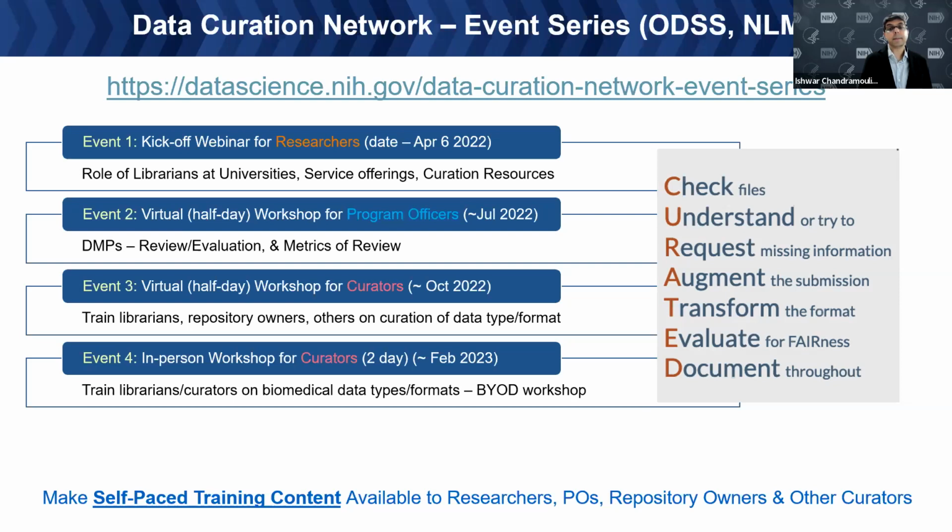There's a whole event series to educate all the different stakeholders, not just the researchers, but also the program officers, the repository owners, as well as the curators themselves, to teach and learn from each other using a model that the DCN had developed called CURATED, which stands for a simple process of checking, understanding, requesting missing information, augmenting and updating it, transforming any formats and files, evaluating, and finally documenting all of this and making it available so people can better reuse it. All the training material developed from this would be made available as self-paced training content on our website itself.